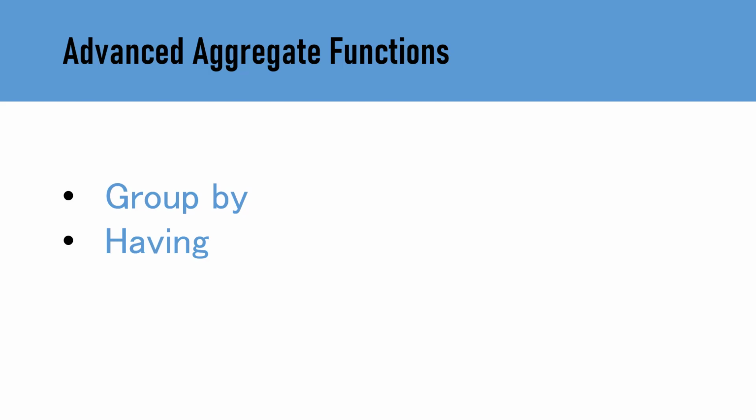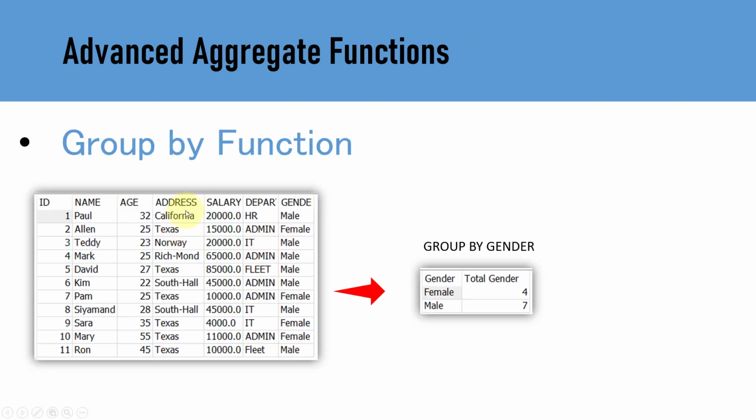In this video, we will talk about group by and having clauses and how to use them with the aggregate functions. For example, I have a table like this and I want to get the total gender grouped by the gender, and I want a result like this. So in order to get something like this, we will need to use group by function. Let's see in action how to get a result like this.